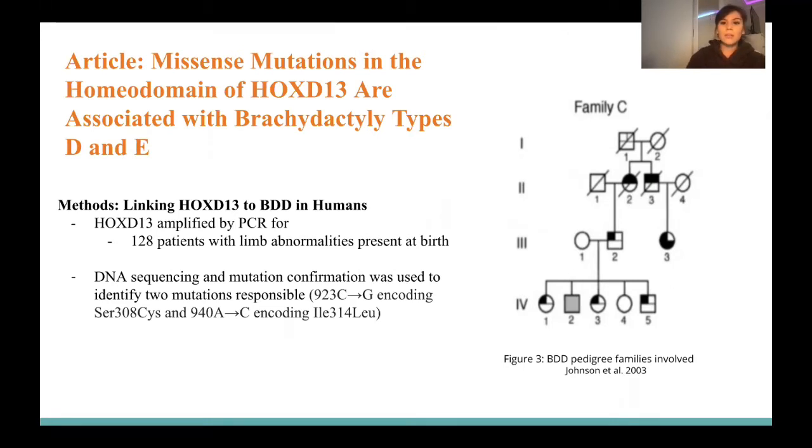To the right, we have a family pedigree of family C, which is involved in the research. We see that this family carries a gene and it is autosomal dominant because we see it present in every generation. We also see that females are most likely to be affected. DNA sequencing and mutation confirmation was used to identify two mutations responsible, these two.